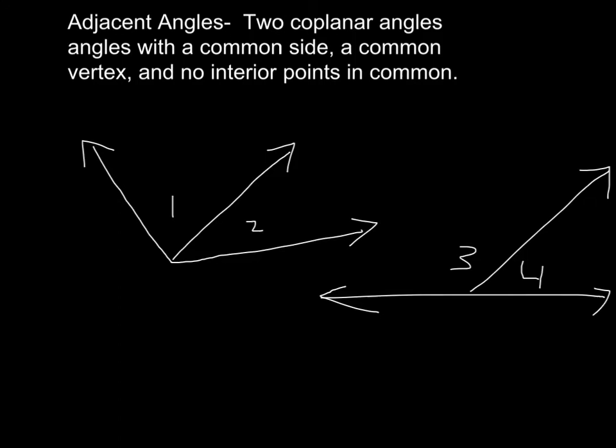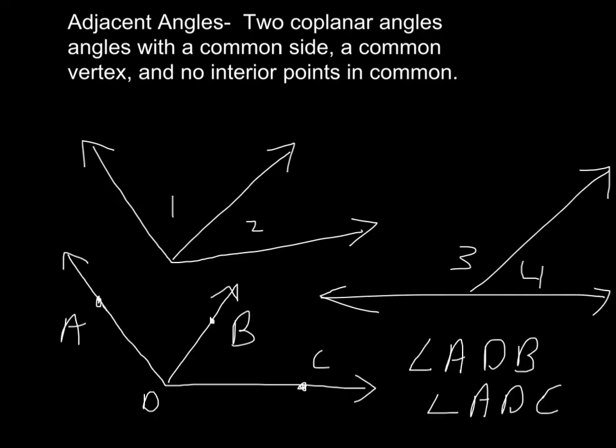Our next type of angle pairs are adjacent angles. Adjacent angles are 2 coplanar angles with a common side, a common vertex, and no interior points in common. Angles 1 and 2 are adjacent angles, and angles 3 and 4 are adjacent angles.